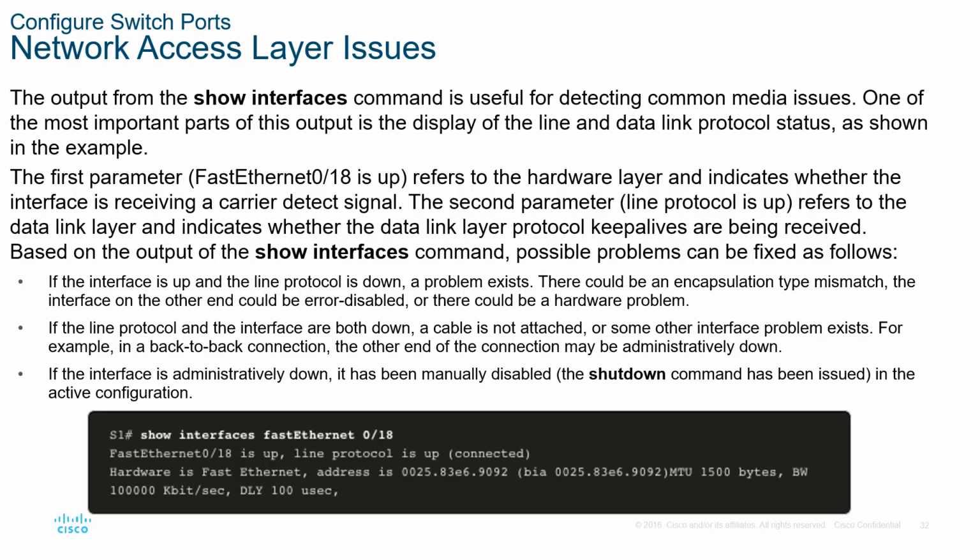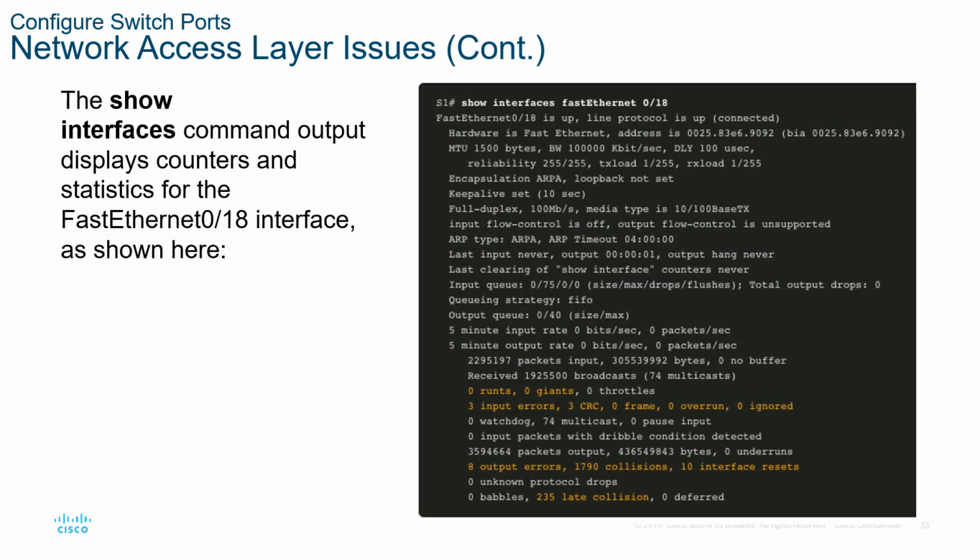Again, whatever we do on one side of a wire, we want to do the same on the other side to make sure that our protocols are set up on both. Again, if it is in an administratively down state, it's because we issued a shutdown command. So let's look at the show interface a little bit more in depth. We can actually look at things like runts and giants and errors and CRC issues and things of that nature. You can also look at collisions and output errors and late collisions. What do those mean?